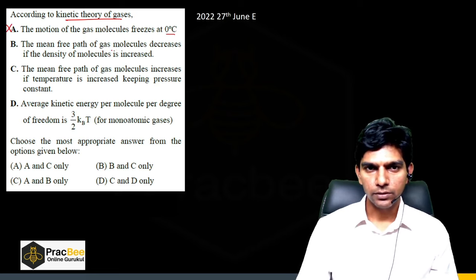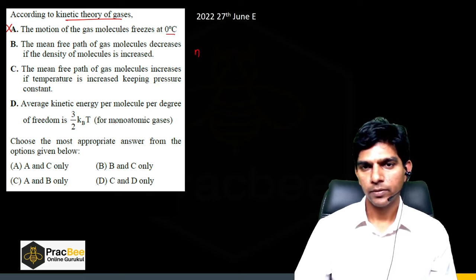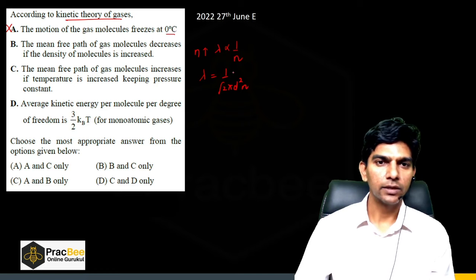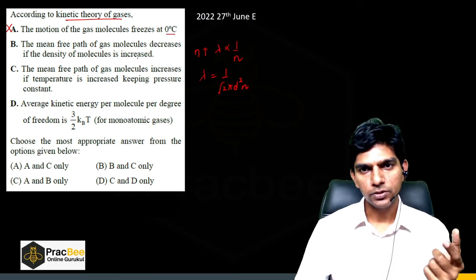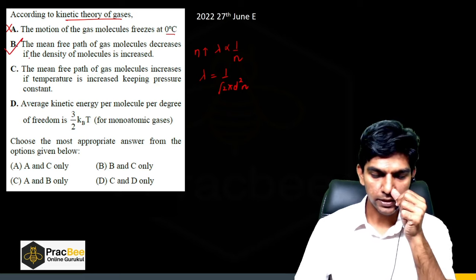Now, mean free path of gas molecule decreases if the density of molecules is increased. So they're talking about n, right? If n is increased, we know that lambda is inversely proportional to n, because the formula is lambda equals 1 upon root 2 pi d square n. As n is increased, lambda should decrease, right? So statement B is correct.